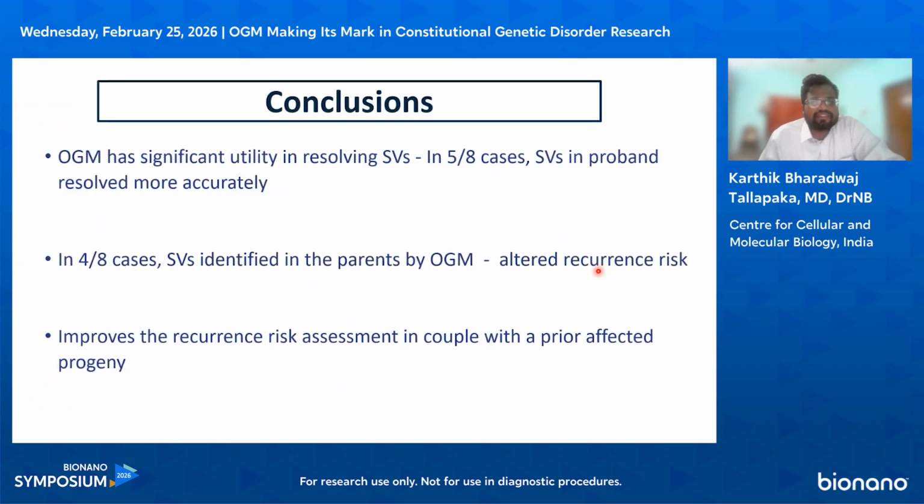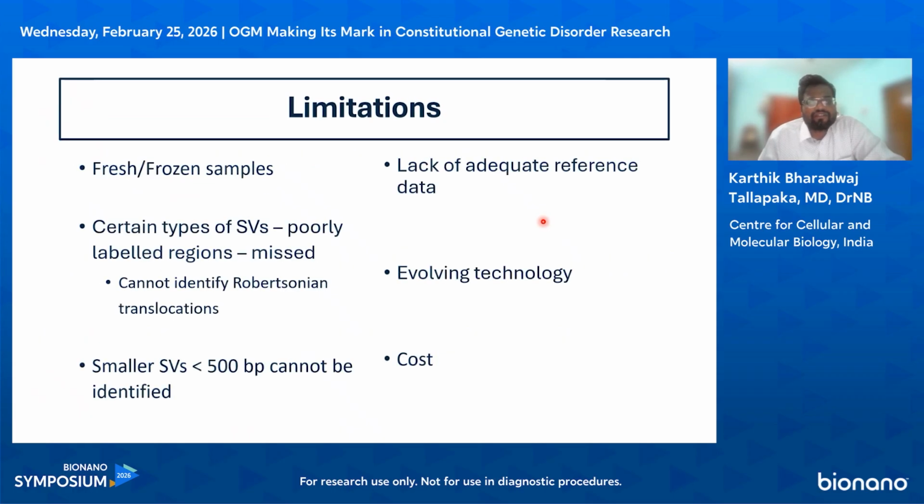So from this case series, we could conclude that in a significant number of cases, the SVs were resolved more accurately using OGM. And in about 4 out of 8 cases, the findings also resulted in altered recurrence risk. So I believe that the cases that I have discussed in the last few slides demonstrate the complete set of utility and advantages of optical genome mapping in rare disease research.